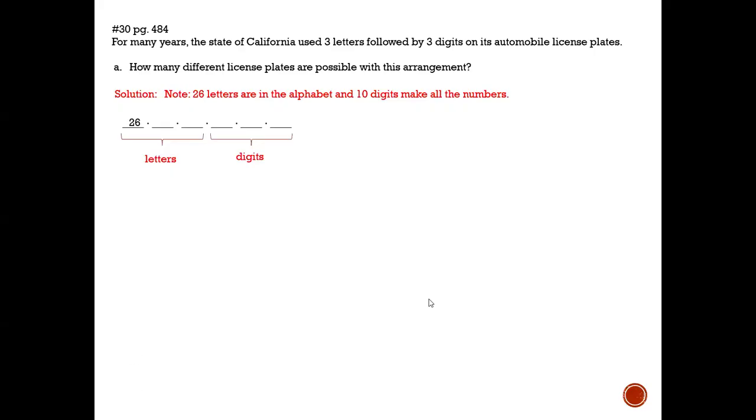So how many letters are there? There's 26. So I have 26 ways of choosing that first spot in the license plate, another 26 ways for the next one, and another 26 ways because they're all letters. How many digits? I have 10 digits to choose from, and I have 3 different digits, so I have 10 times 10 times 10. So how many different license plates are possible? You multiply all of that. 17,576,000 when you multiply.